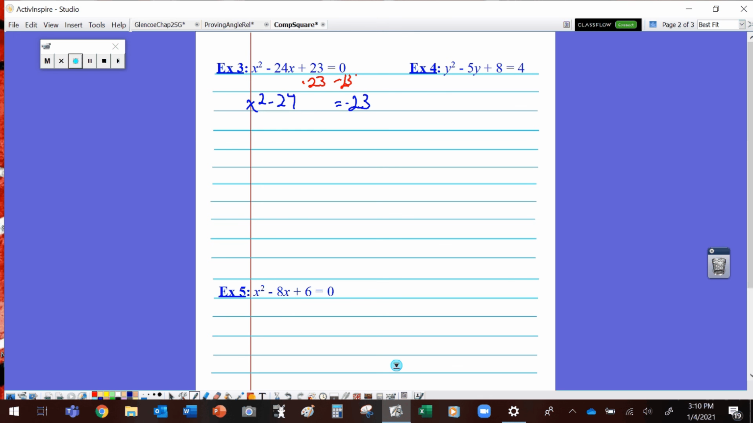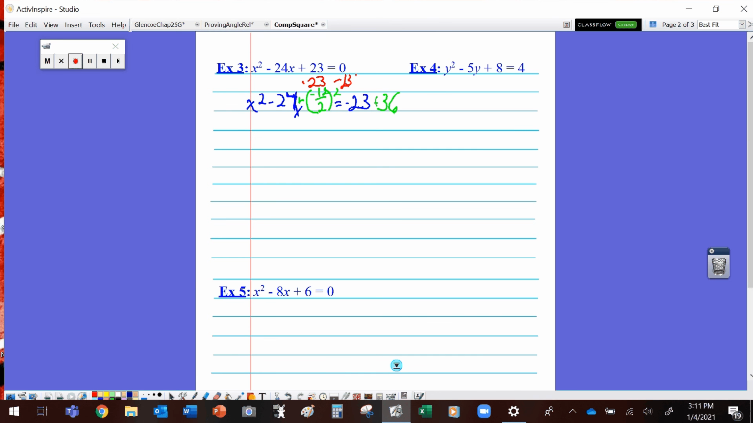Now I need to add something to both sides. I want to add b divided by 2, quantity squared. Now b is whatever was multiplying x. And that right here, this is 24x. Okay, so negative 24 divided by 2 is negative 12. We don't want to lose that negative because it's going to become really important later on.